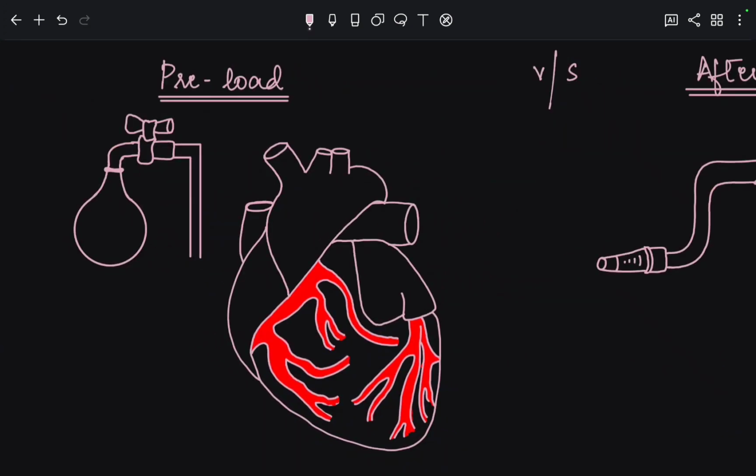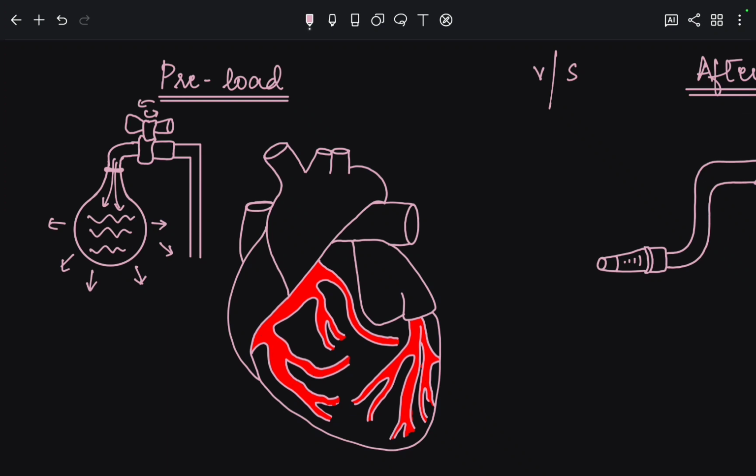What is preload? Imagine you have a water balloon and you're filling this water balloon with water with the help of a tap. So let's say you started the tap. Water starts filling into the balloon. The balloon will stretch as and when water fills into it. And the stretch of the balloon is dependent on the volume of the water that fills into the balloon as well as the force or the pressure with which the water enters into the balloon.